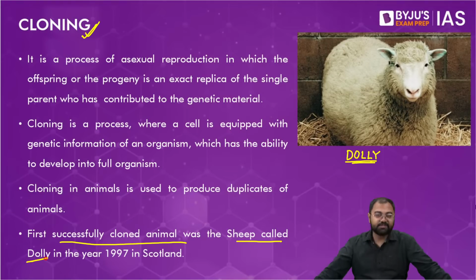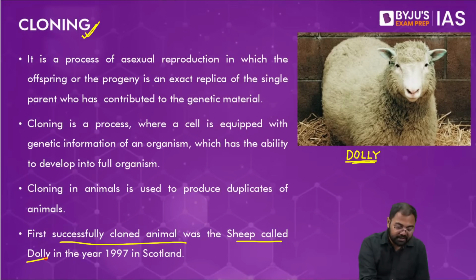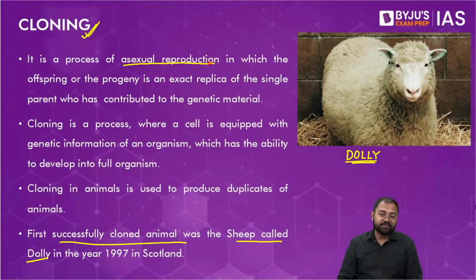In this process, unfortunately, things are not that easy. There are no two boxes where you can just insert one animal in one box and another animal comes out of another box. Unfortunately, no. Here, this is a kind of asexual reproduction, where we are trying to create an exact replica of the single parent who has contributed the genetic material.